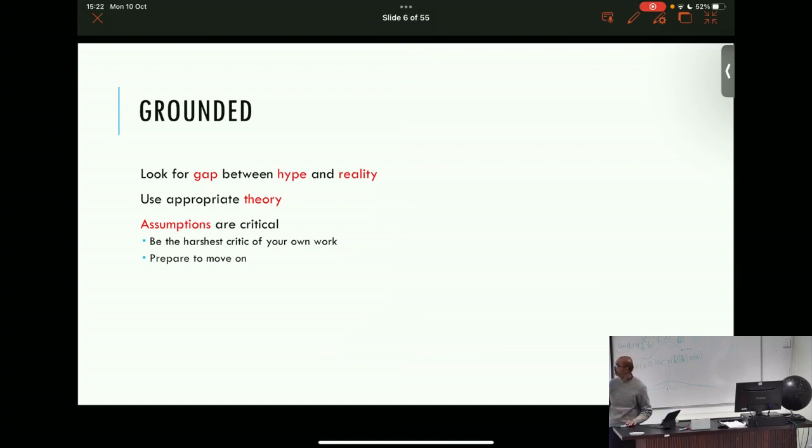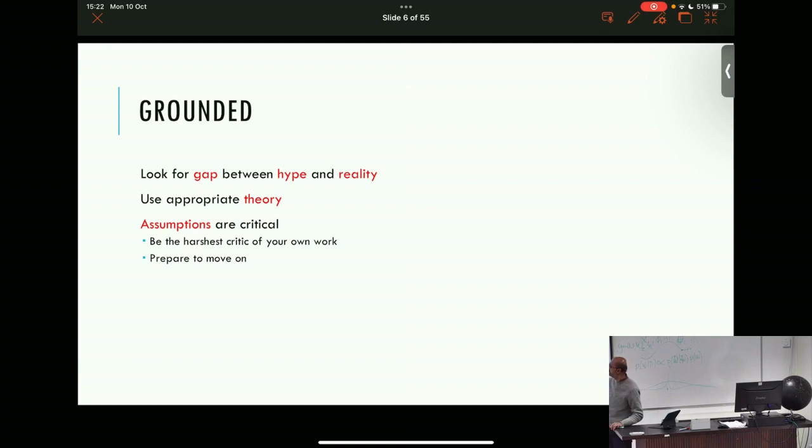And the other thing is to look for the gap between hype and reality. There's always hype about research. You look at a newspaper or the BBC or whatever, social media. Oh, so and so has solved this problem. And there are always so-called hot topics in research. There's always a gap between what they think they can do and what they can actually do. So that gap is where actually all the good research happens. So you've got to be skeptical about any claims. So always look at the gap. I already talked about that.